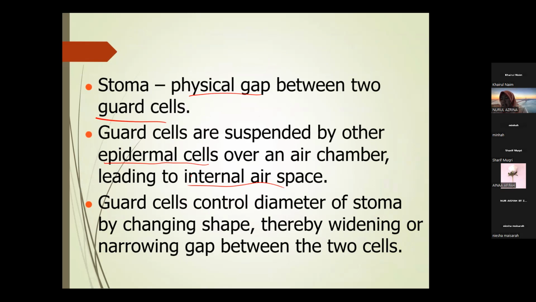Next, guard cell controls the diameter of the stoma by changing shape. So siapa punya bentuk yang berubah? The guard cell. As the shape changes, it can be either widening or narrowing. When it is widened, the stomata is open. When it is narrowing, stomata will be closed.